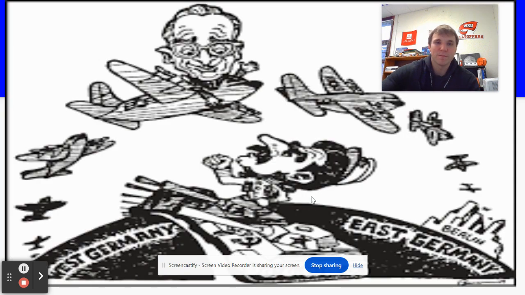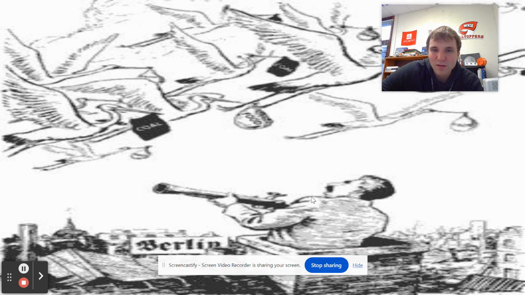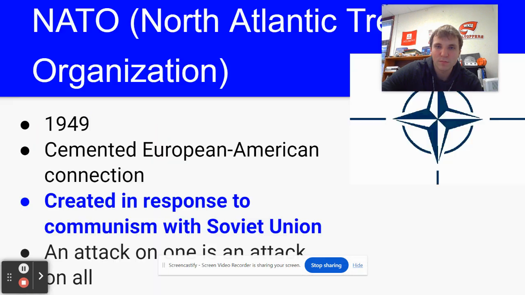This is kind of funny. Look, you have Truman and the planes all flying over West Germany to get to Berlin, and Stalin's there, shaking his fist, and he looks very angry. Same picture here. Coal and food, all these things are being brought in by storks, okay? And Stalin's trying to shoot it, but he's not going to.